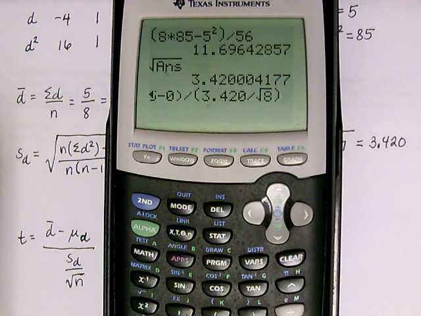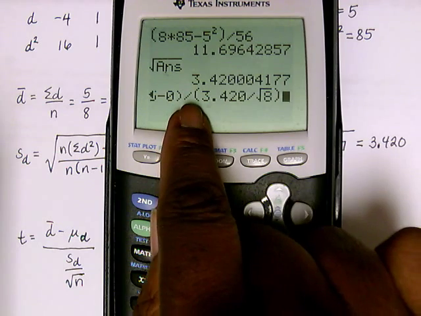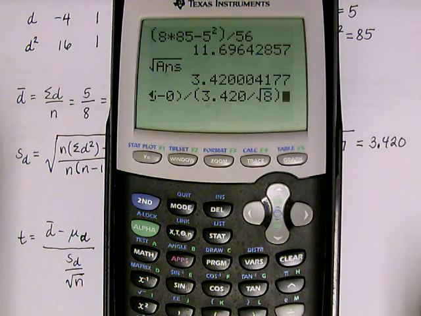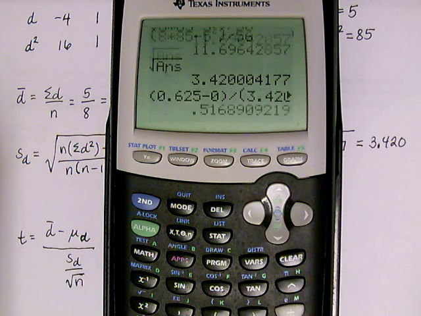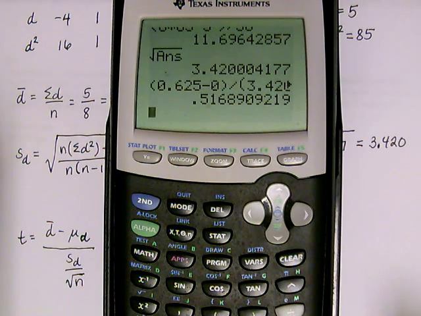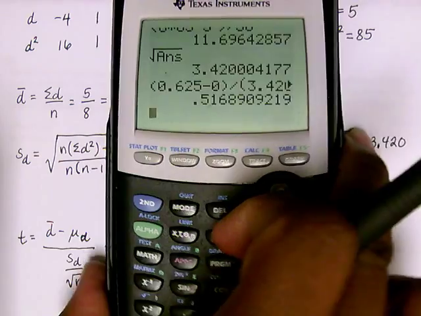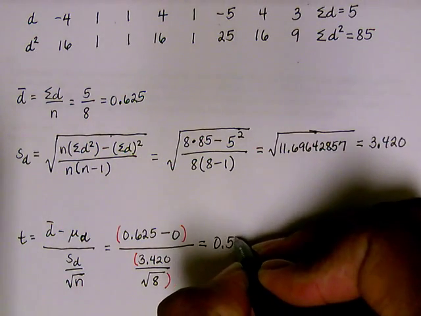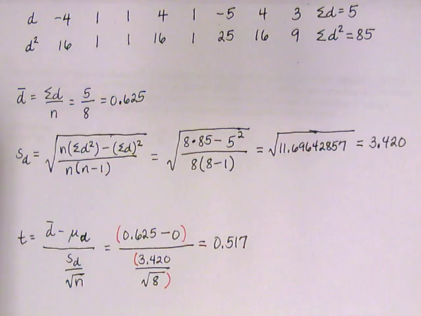Now, if you're using a TI-83 for the square root, you'll have to close your parentheses for the square root, and then close it again to close the parentheses for this first one that you entered for your denominator, and then hit enter. And that t-test statistic to 3 decimal places will be 0.517. So your test statistic for this sample data will be 0.517.